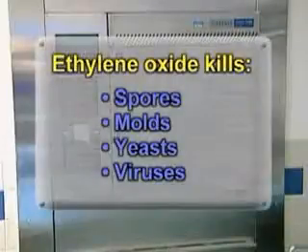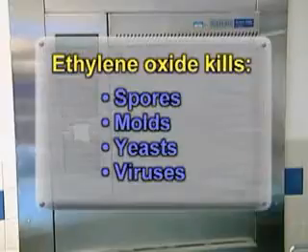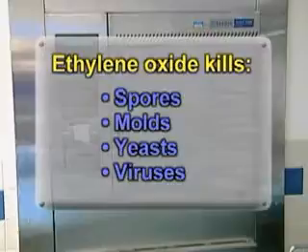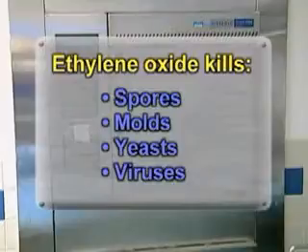Ethylene oxide kills microorganisms including spores, molds, yeast, and viruses by interfering with the normal metabolism of protein and the reproductive processes, and must have direct contact with microorganisms in and on the items.